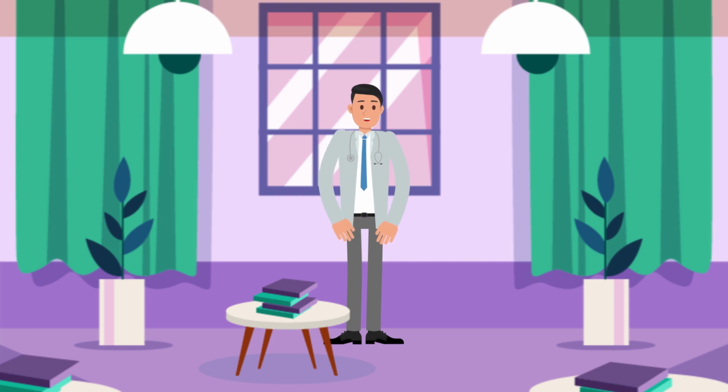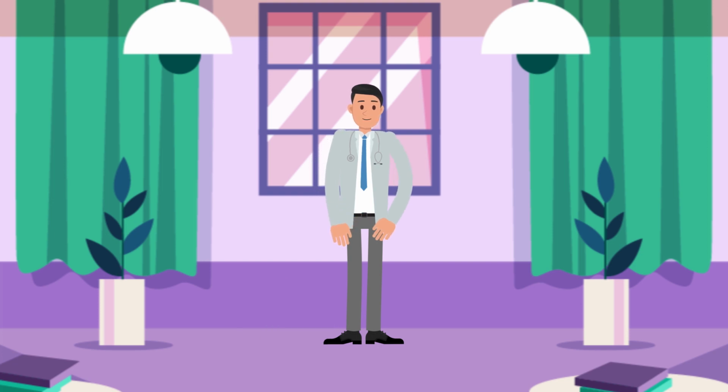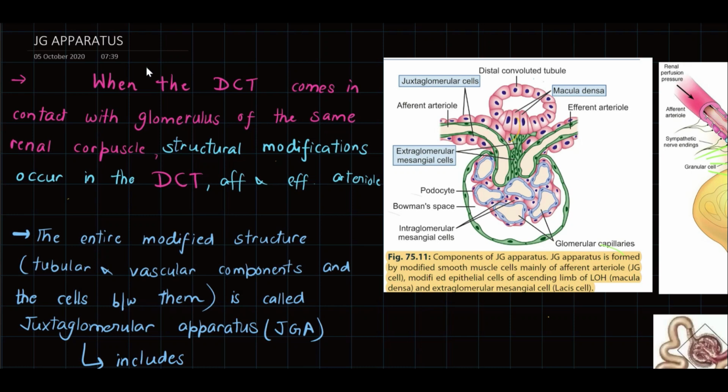So for today our topic is JG Apparatus, which has been repeated almost 6 times over the last 10 years in MUHS. Hope you like the video. So let's get started. पहले JG Apparatus की definition क्या है?